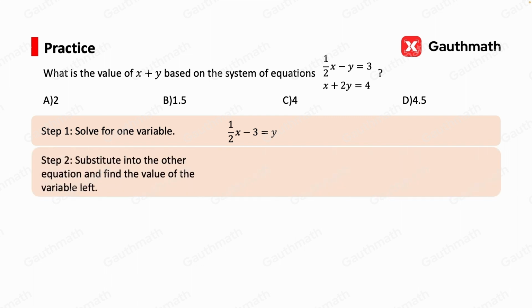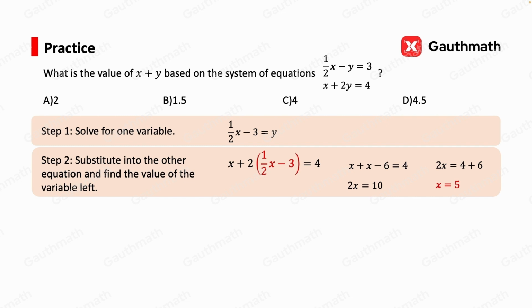Then step 2, substitute into the other equation and find the value of the variable left. So we substitute half of x minus 3 into the second equation to replace y. So the second equation turns into x plus 2 times, no more y, instead it's half of x minus 3, equals 4. Distribute, and then we combine like terms, simplify, and then x equals 5.